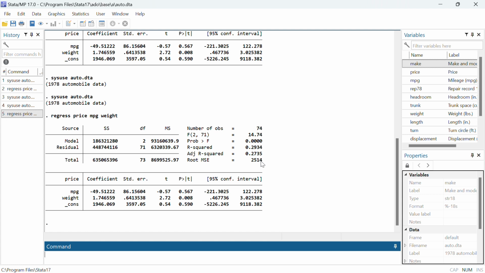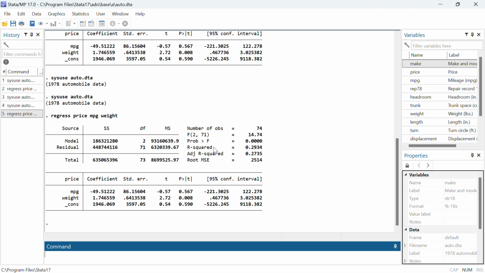So here is the interpretation of our result. Let us begin with the probability of F. Probability of F is 0.000. This is the p-value for the overall regression. Since this value is less than 0.05, this indicates that the combined explanatory variables, MPG and weight, have a statistically significant relationship with the response variable, which is price. That is probability of F.